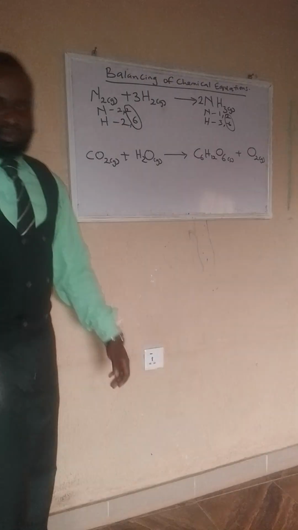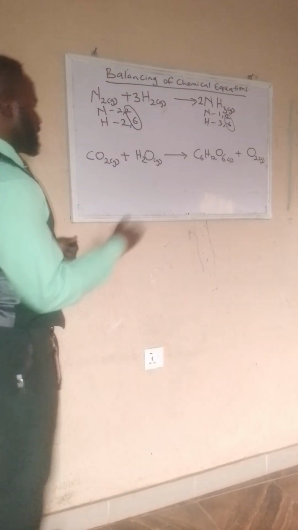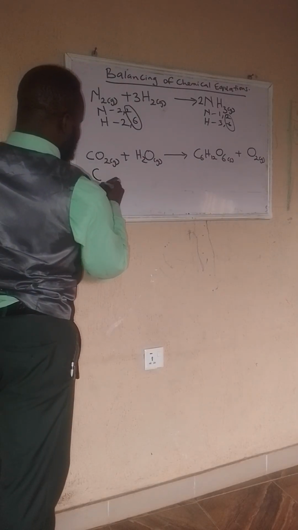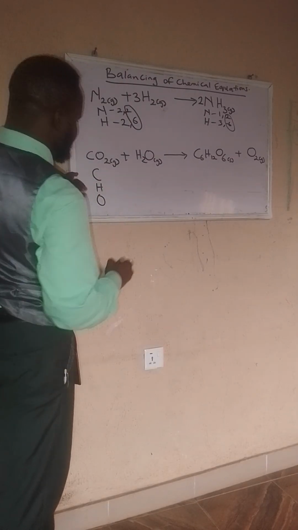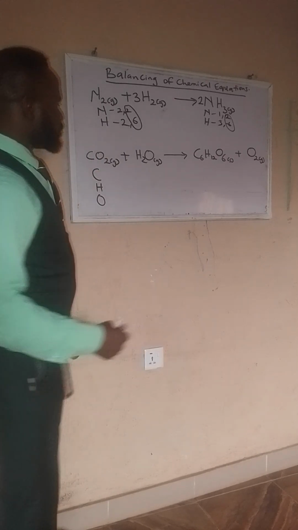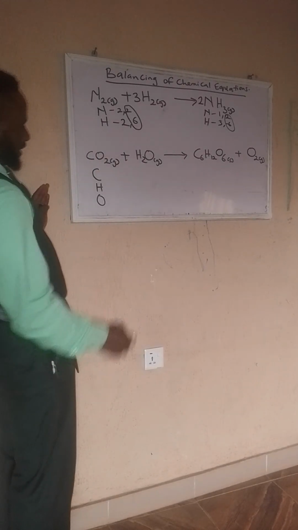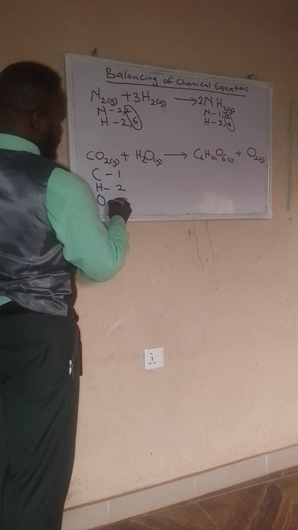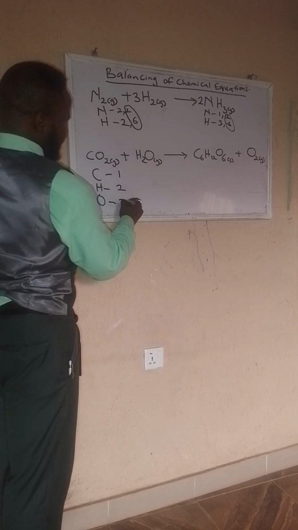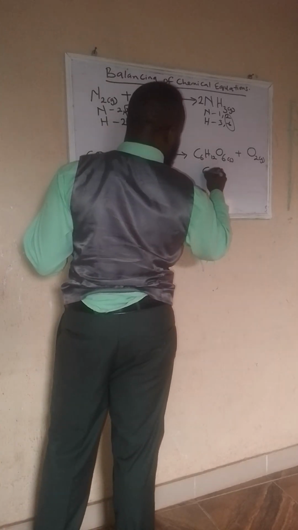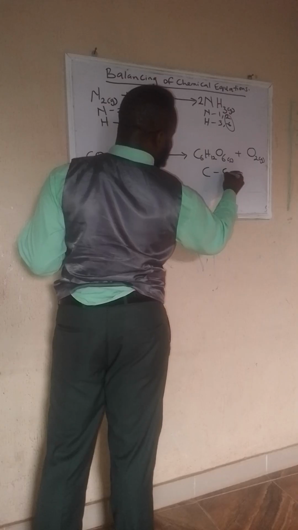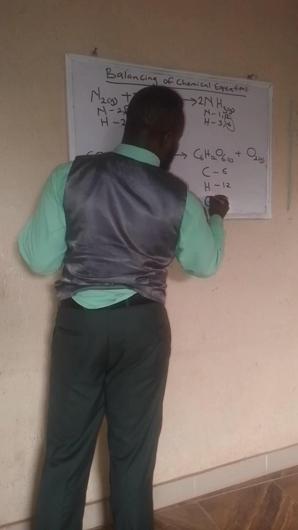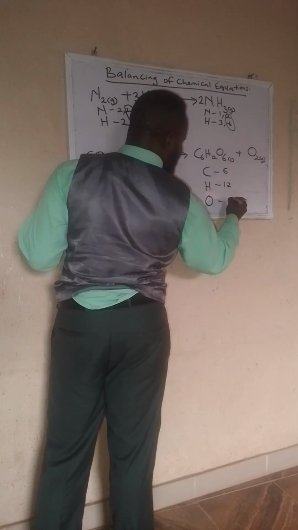So let's look at the second chemical equation carefully and let's see how we're going to balance it. Let's write out the elements that are involved in the reaction. You have carbon, hydrogen, and what? Oxygen. How many atoms of carbon are on the reactant side? Look at it carefully. I only have 1. Hydrogen, 2. Oxygen, there's 2 here, there's 1 here, that's 3. On the product side, how many carbon? I have 6. How many hydrogen? There are 12 hydrogen. And oxygen, there's 6 here, there's 2 here, making it 8 oxygen.